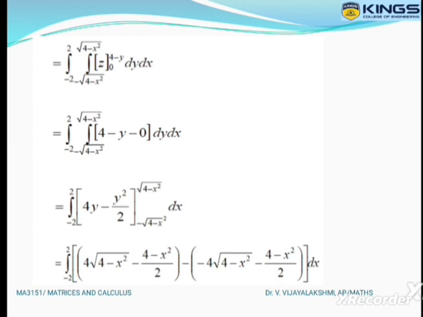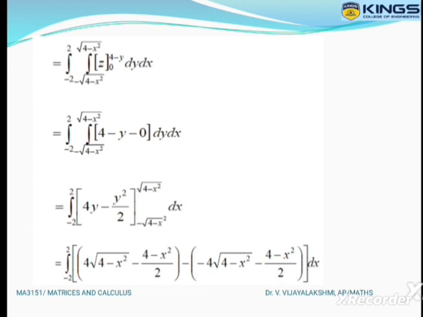Next, you have to apply the limit for y equal to root of 4 minus x squared. So 4 into root of 4 minus x squared minus y squared by 2, where y squared is root of 4 minus x squared the whole squared. So the root and square terms will cancel. So we'll get 4 minus x squared by 2. This is for the upper limit. Minus the lower limit: put y equal to minus root of 4 minus x squared.